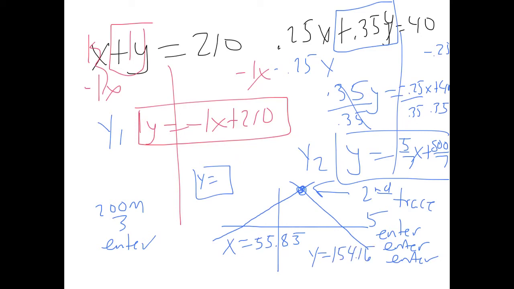154.16 repeating. Okay. Now because this is number of brownies, I would have to round these to 56 cookies, and 154 brownies. Alright.